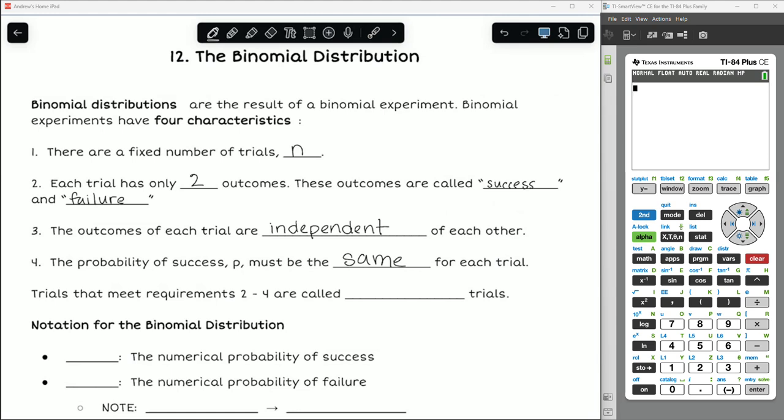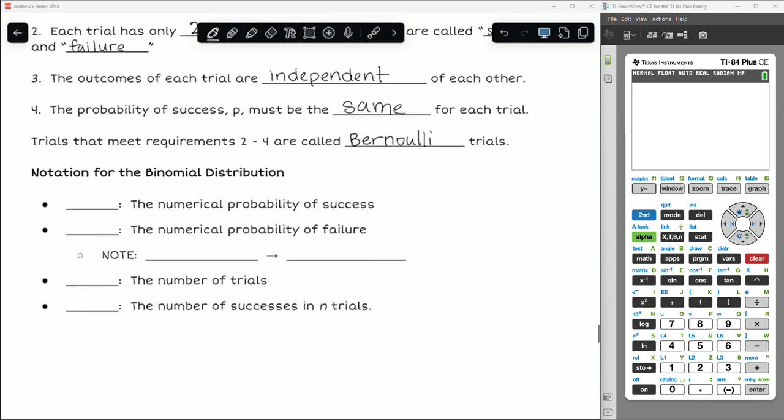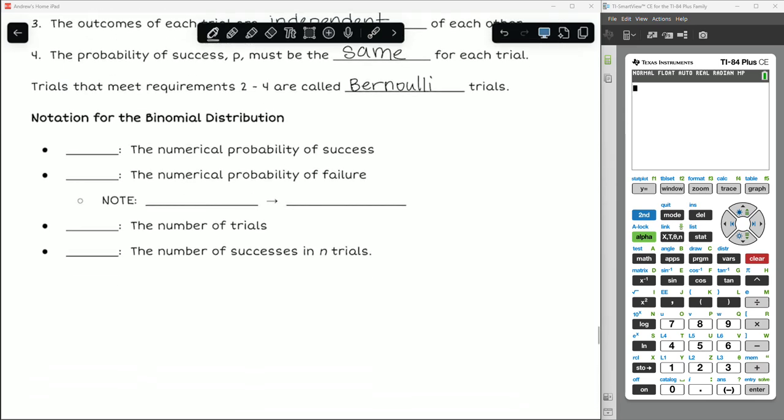If a single trial meets those requirements for 2 through 4, meaning two outcomes, trials are independent, probability of success is constant, we call those Bernoulli trials. And Bernoulli was a famous mathematician and physicist. So repeated Bernoulli trials, a fixed number of Bernoulli trials, create a binomial distribution.